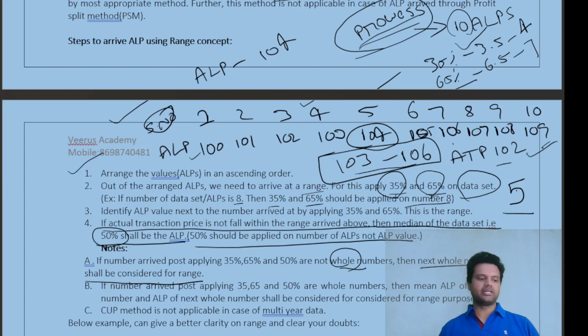In summary, what we are trying to do here is, we have used some software or any tool. We got multiple ALPs. For example, 10 ALPs you got. Step number 1, you need to arrange the ALPs in ascending order, lowest to the highest.